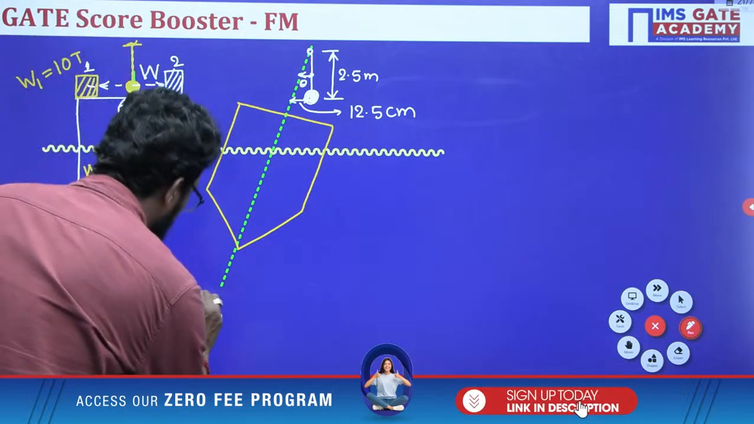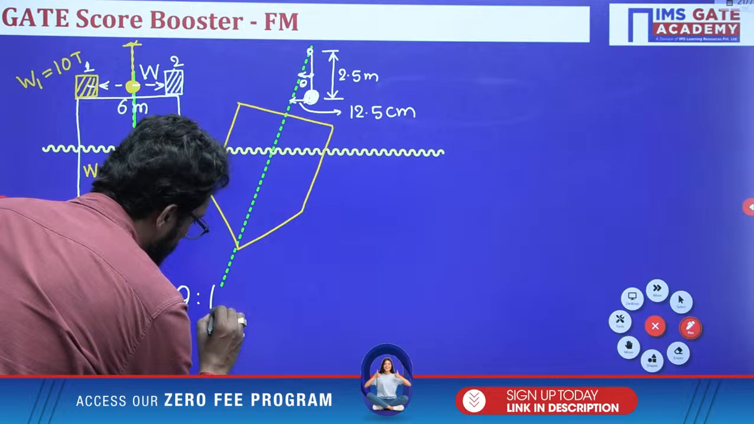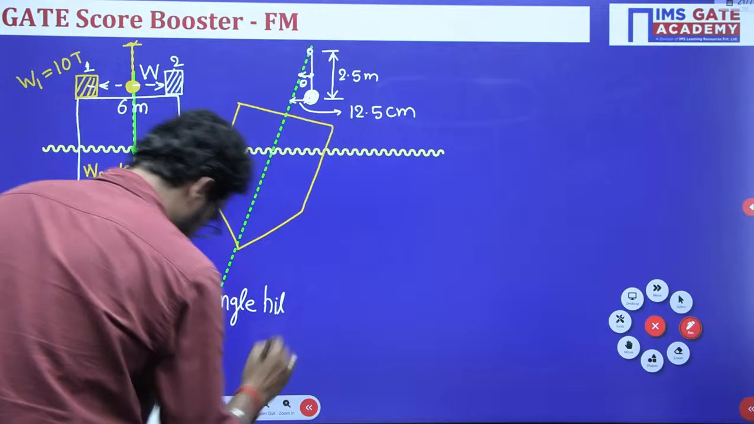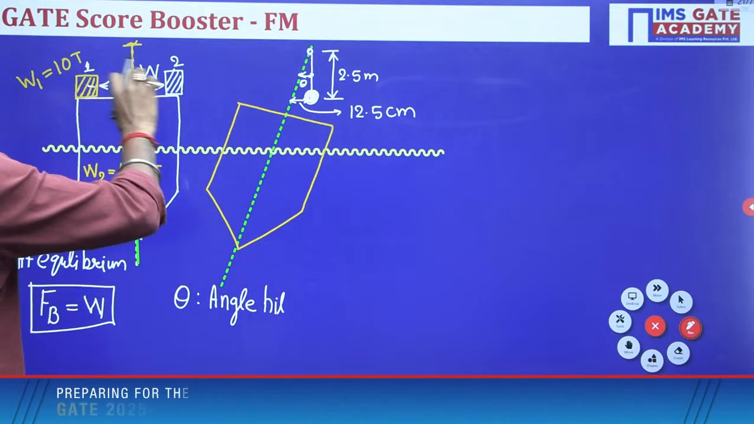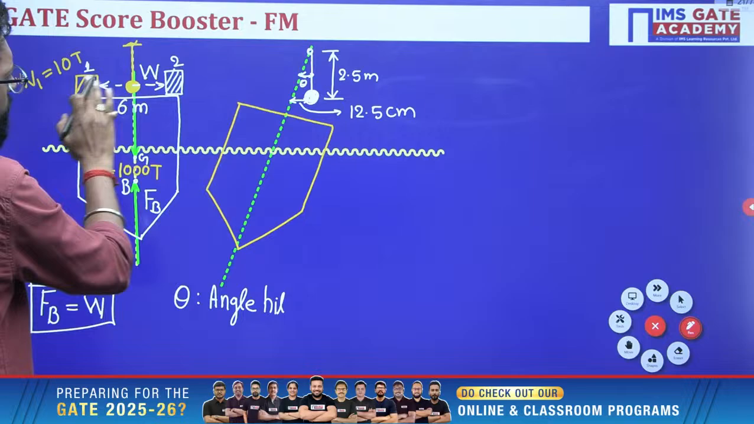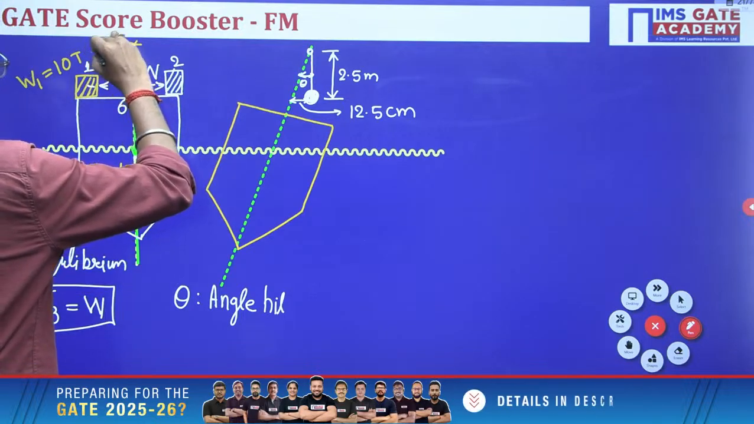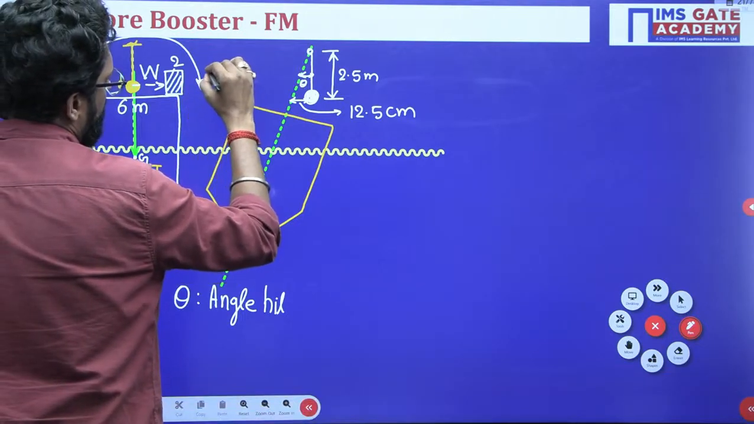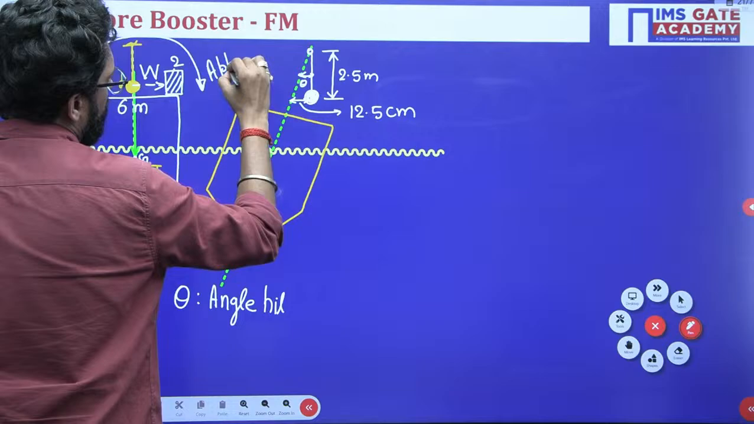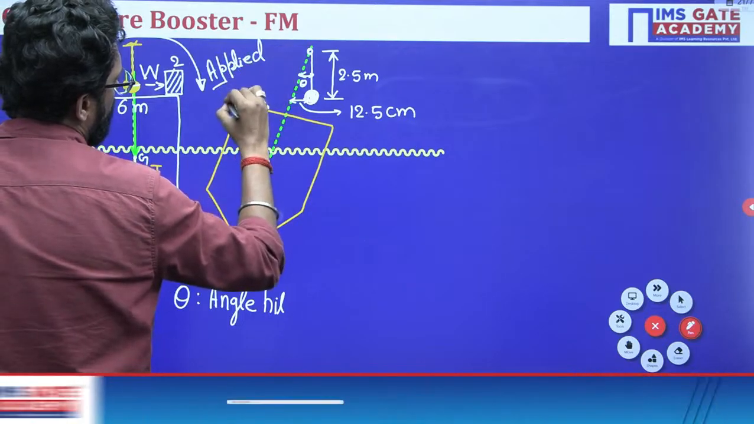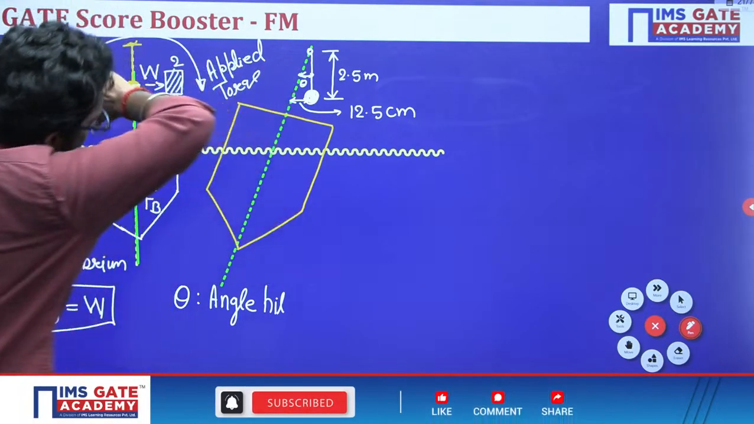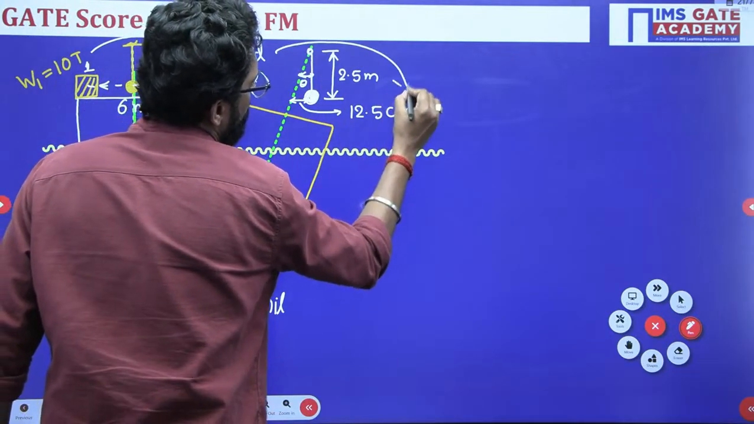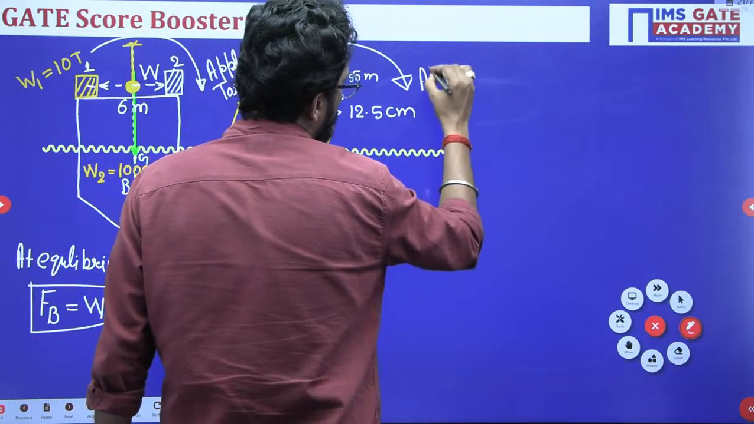Now, theta is your angle of heel. If the weight is shifted from this one point to the second point on the ship, a torque will be applied. The ship will tilt like that. So how much is the applied torque? Please tell me.